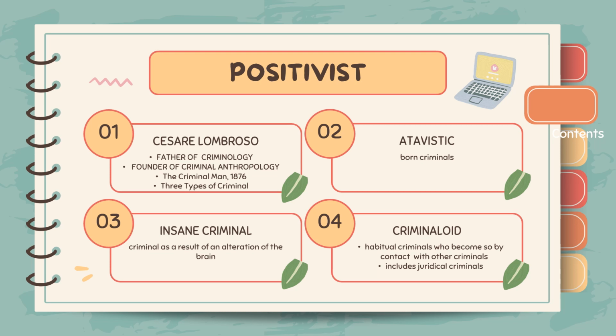And he had published his work, The Criminal Man, in the year 1876. He was able to provide three types of criminal: the atavistic, insane, and criminaloid. Atavistic, these are born criminals. Insane criminal, examples of this are kleptomaniacs, nymphomaniacs, child molesters. So there is an alteration of the brain among those criminals.